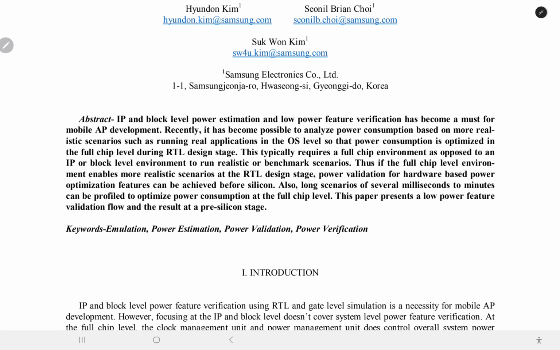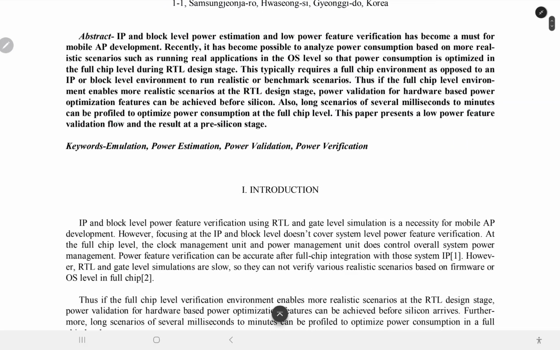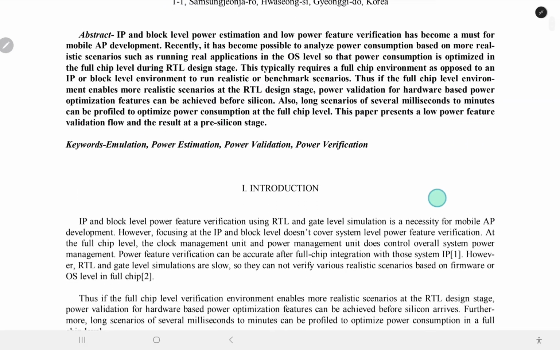Also, long scenarios of several milliseconds to a minute can be profiled to optimize the power consumption at the full chip level. This paper presents a low power feature validation flow and the results at the pre-silicon stage.